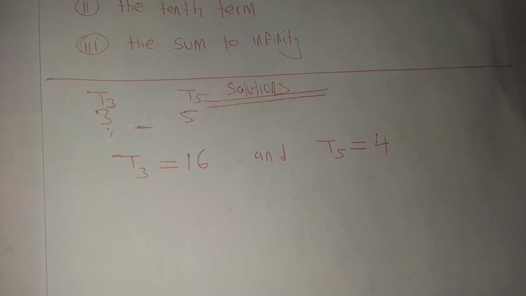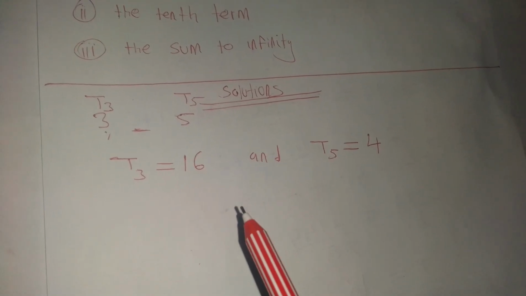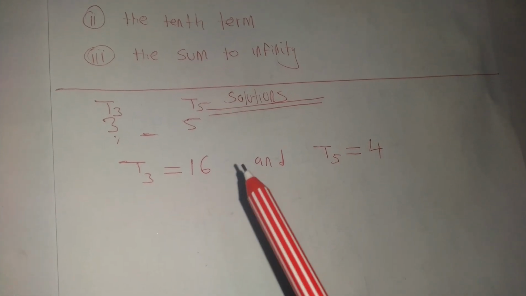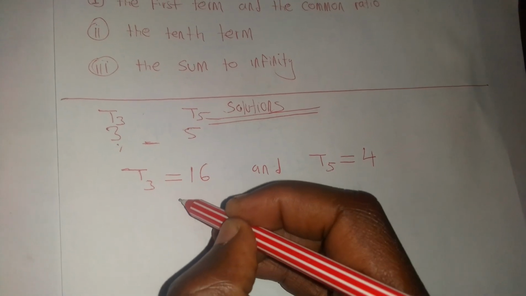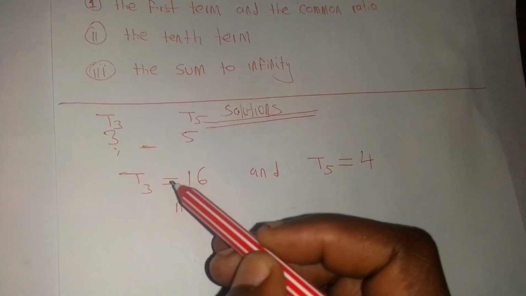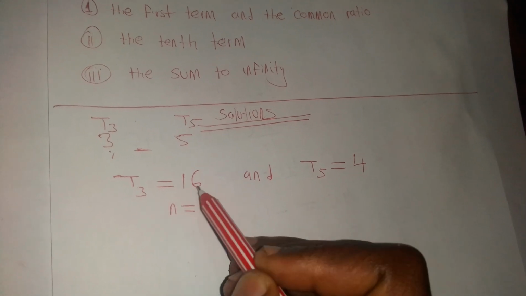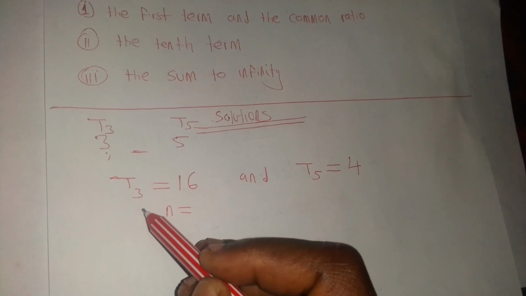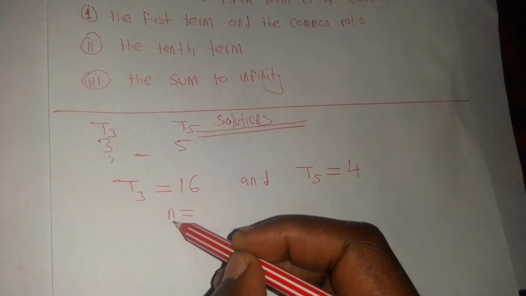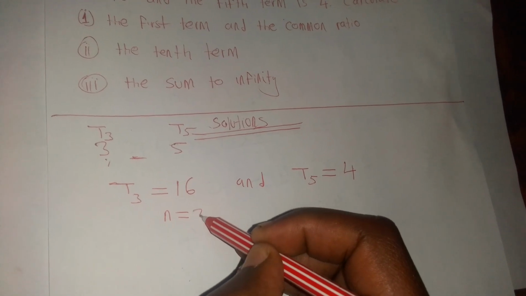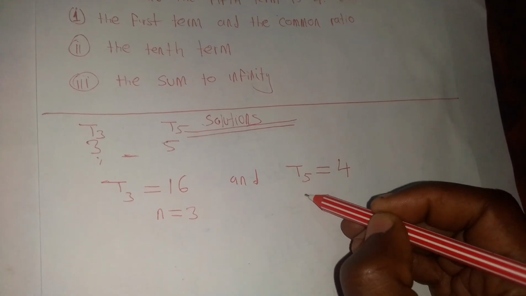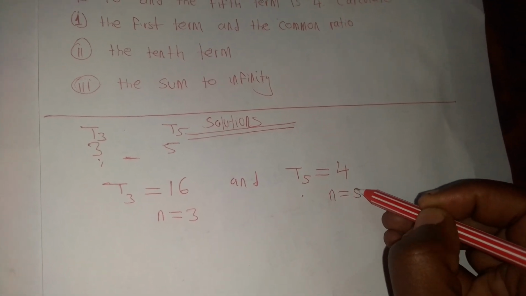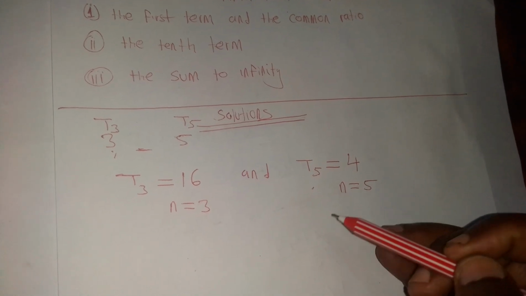Thereafter, since it is a geometric progression, we are going to do as if we want to find term number 3, since the third term is 16. So for term number 3, n will be 3. Even on this side, n will be 5. So we will do the same.